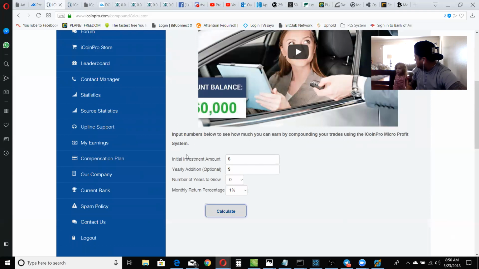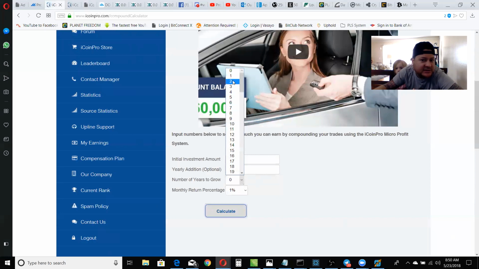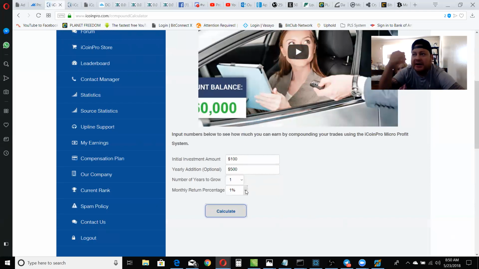Okay. So say, what's your initial investment that you're going to put in? So you're going to put in $100. How much are you going to add to your balance throughout the year? Say you're going to put in like 500. How many years are you going to be trading? Let's go for a year and see what we get for a year. Monthly return percentage. So okay, say you make 10 trades.